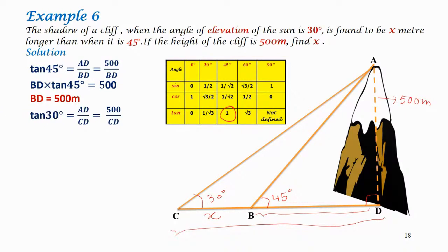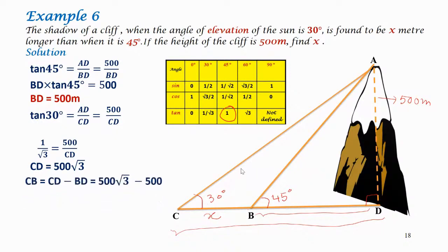Now next we go on to tan 30. Tan 30 is what? AD by CD, and AD we know is 500, so 500 upon CD. Tan 30 is 1 by root 3. Look up the standard table, and we have 1 by root 3 equals 500 by CD. Hence CD is equal to 500 root 3. Again, we are not going to leave the answer in that form. Before we put the value, let's simplify first.